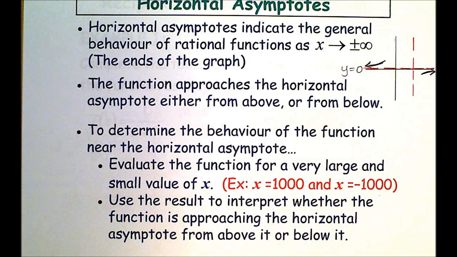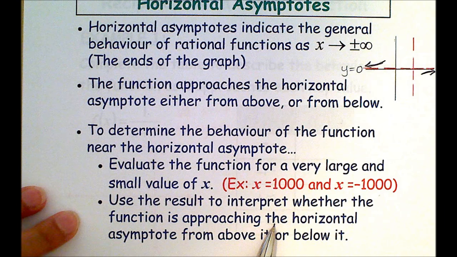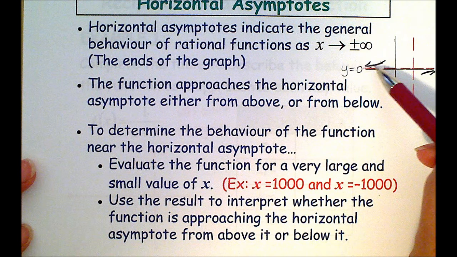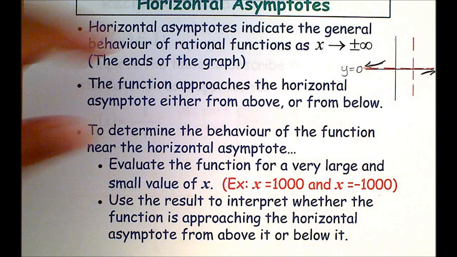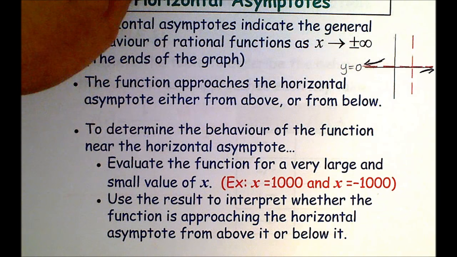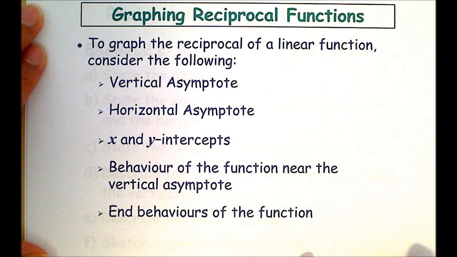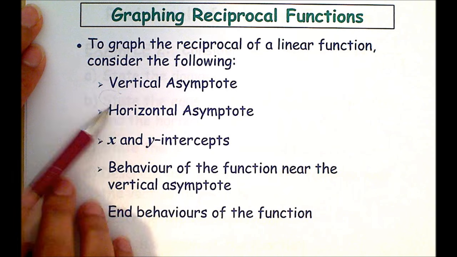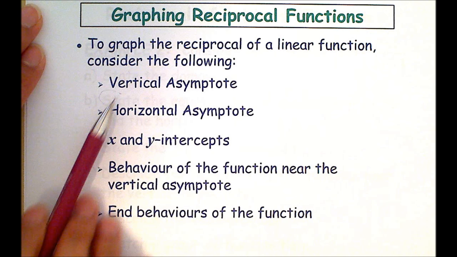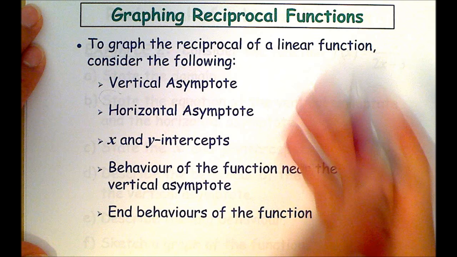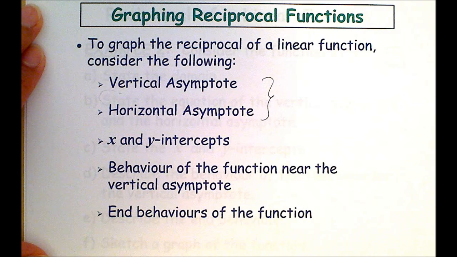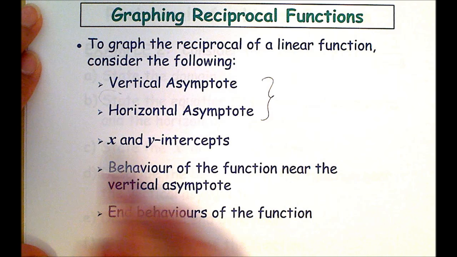Okay, so the next thing we're going to be looking at is graphing reciprocal functions. To graph the reciprocal of a linear function, we want to consider the following. We want to know where the vertical asymptote is and where the horizontal asymptote is. These two sort of create a barrier for your function, so it's important to know where those two are initially. And then x and y intercepts help us plot a point or points in the graph. And then the behavior of the function near the vertical asymptote and the end behaviors of the function.